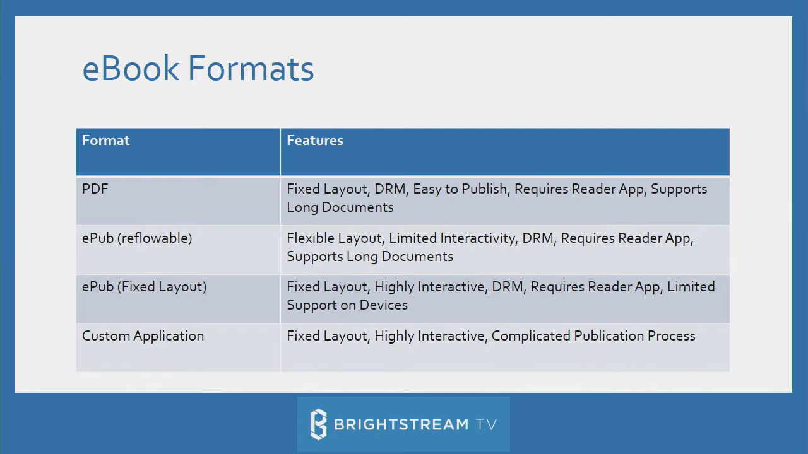DRM, digital rights management, can be added to a PDF. It's not native inside of a tool like Adobe InDesign, so that is handled on the back end. Of course, PDFs are very easy to publish because they are pretty much everywhere. Everybody's had a chance to create one. There are several tools out there. Most applications have some sort of export to PDF mode, so it's very, very simple to do.